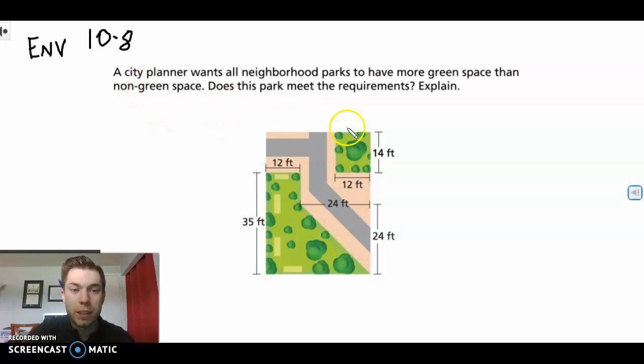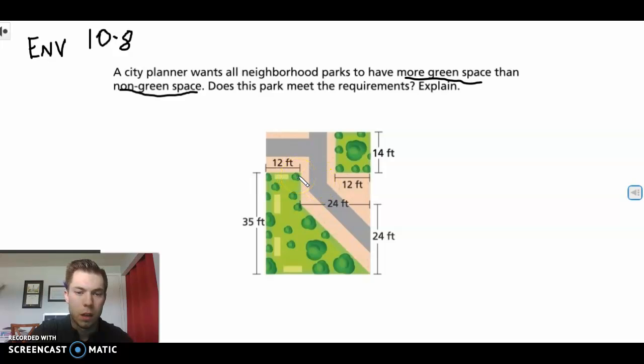All right. So we have a city planner who wants all neighborhood parks, and you have a neighborhood park, to have more green space. So we want more green space than non-green space. We want to know, does this park meet the requirements? So we have a park down here. As you guys can see, we have in the top right a rectangle that's a 14 by 12. Okay. We have some road path here as well. Could be a road path or a walk path, I would think.